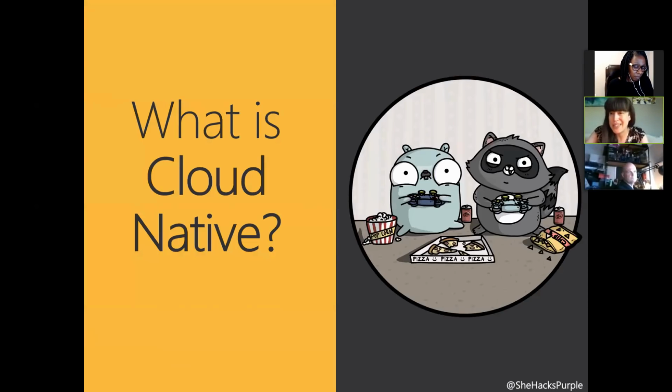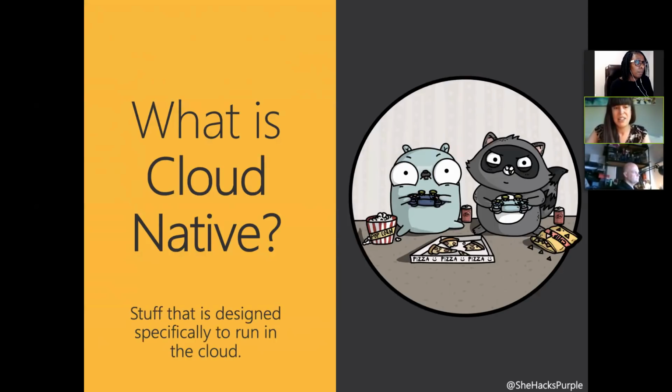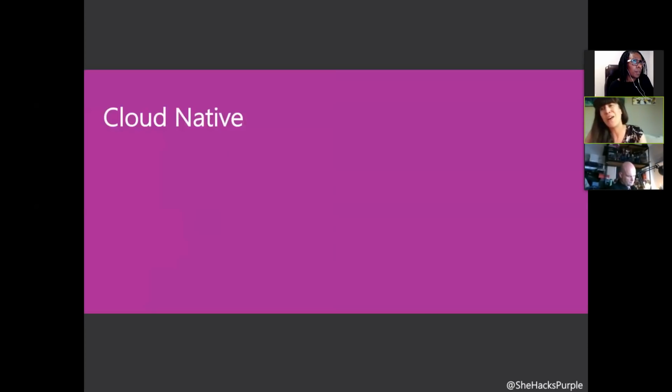So what is cloud native then, right? So cloud is all this on-demand stuff and someone else is managing it. So what do you do with it? So cloud native, my definition is stuff that is designed specifically to run in the cloud. Stuff that you can do that's different that you can't do in a traditional data center. But let's look at a more adult and professional definition.